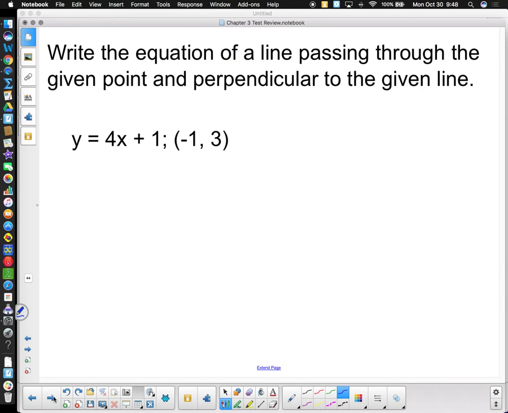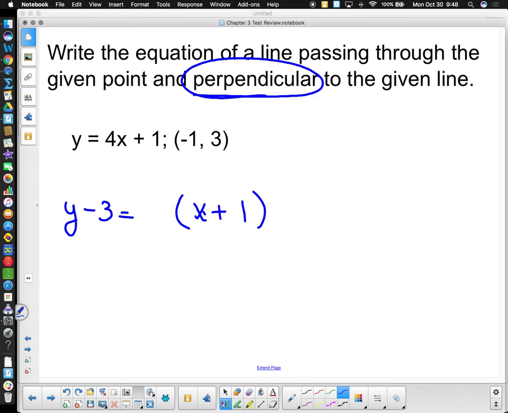Same thing, except what has changed? Yeah. Parallel line is not perpendicular. Perpendicular line. Oh. So I'm still going to start the same way. y minus the y-coordinate, which is 3. Some slope, x minus negative 1 is x plus 1. What's the slope of this line? Negative 1/4 is the slope I'm going to have to use. The slope of this line was 4, so we have to be perpendicular to 4, which would be negative 1/4.